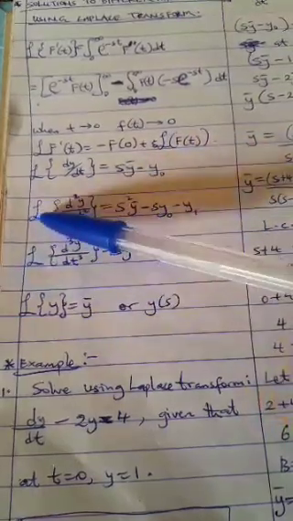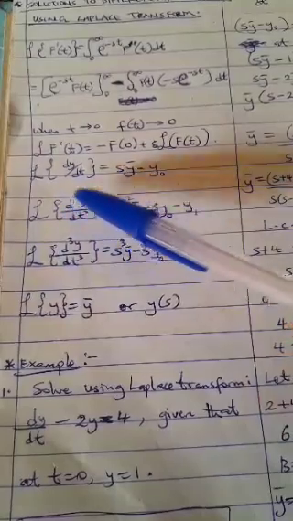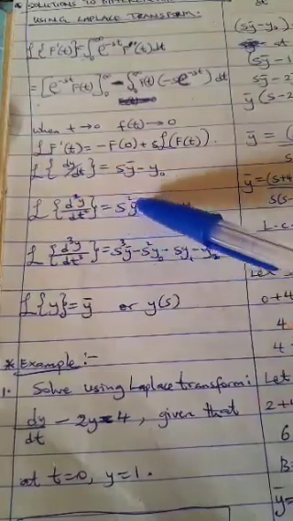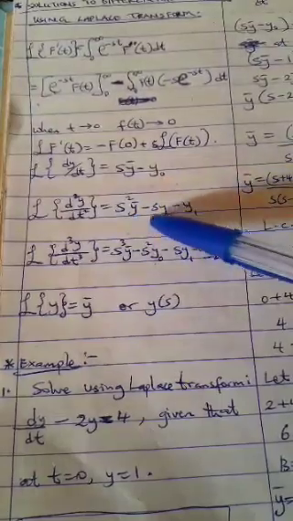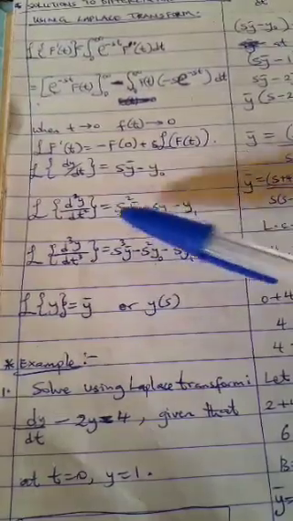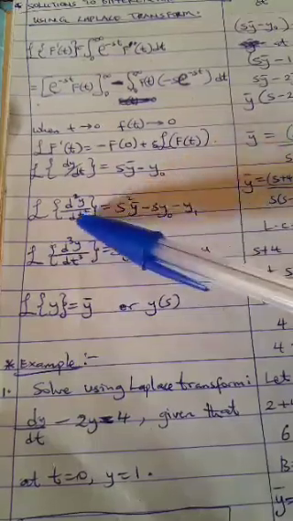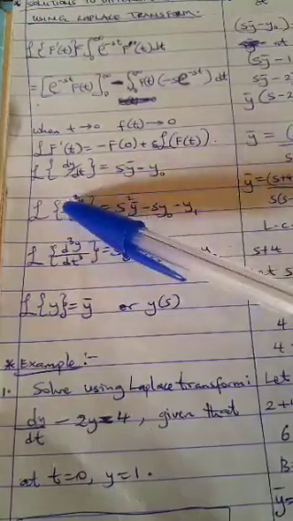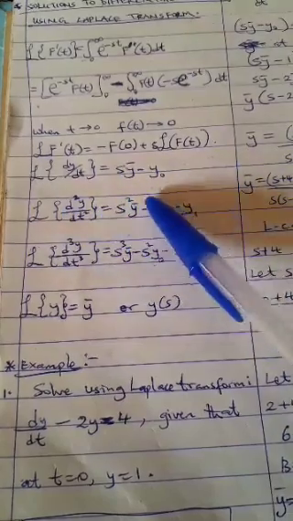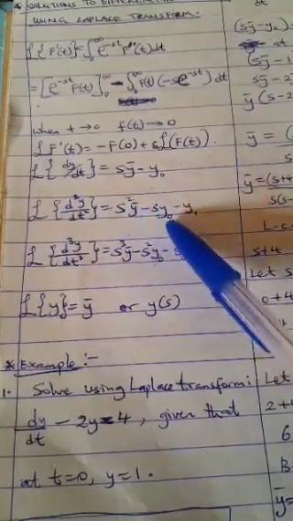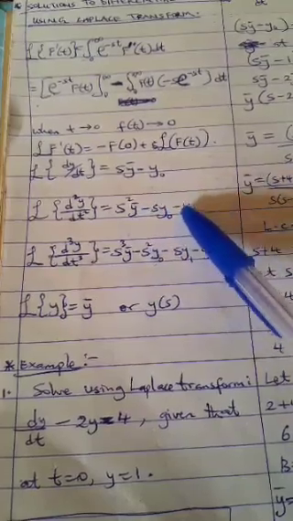So the second derivative now, you see the power is 2. It means you start from s raised to power 2 y bar. The power of s will be decreasing, and the subscript of y will be increasing. This one is the second derivative, which is power 2. So s raised to power 2 y bar minus s raised to power 1 y naught minus s raised to power 0 y1. You know raised to power 0 is 1, that's why it's not appearing.